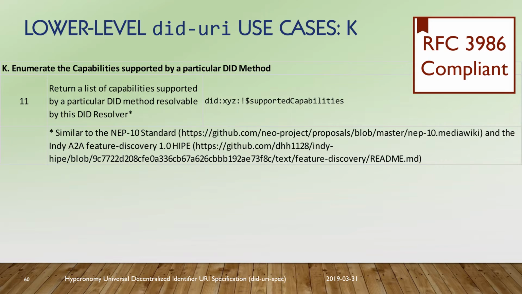So here we're going to enumerate the capabilities supported by a particular method. This was the one that was deferred from above. So for a particular method, did :xyz, pipe it through $supported capabilities. You'd get a document back that describes all the capabilities of that did method on this particular resolver.